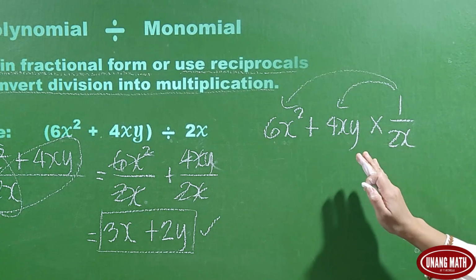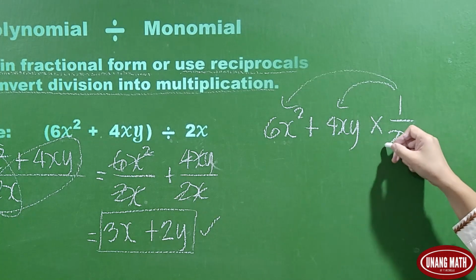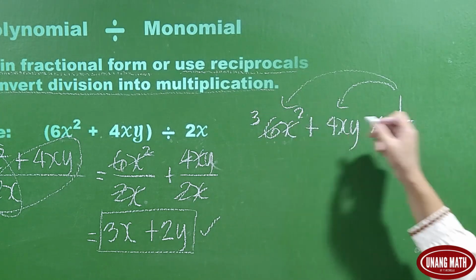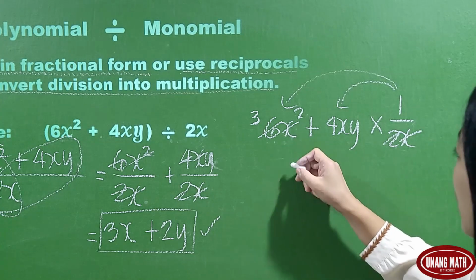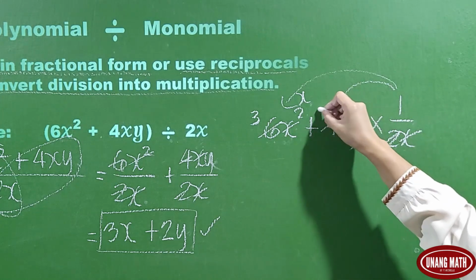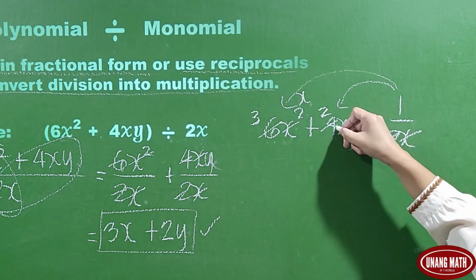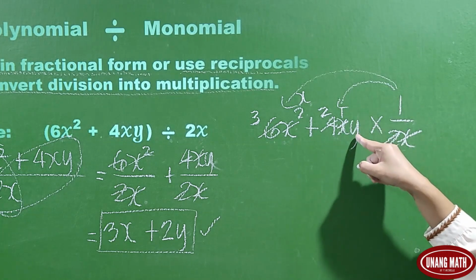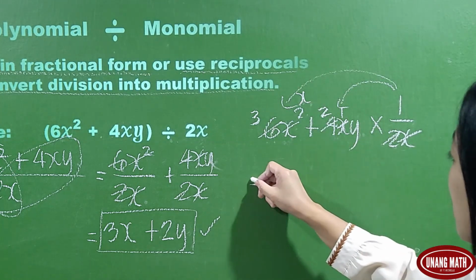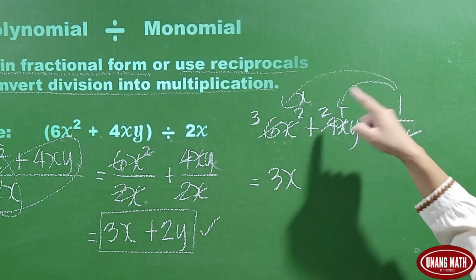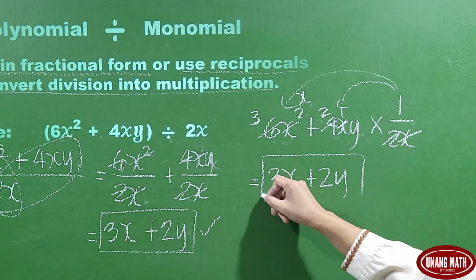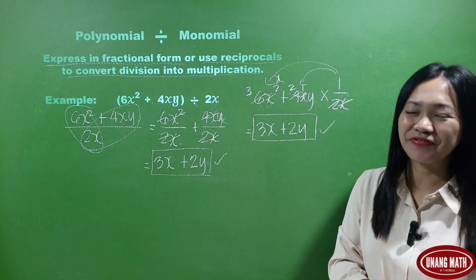But before we do that, let's first simplify. 2 and 6 can be simplified, so this becomes 3. x squared and x can be simplified, so this becomes x. What about 4 and 2? We can also simplify. So this becomes 2, and x here can be simplified, so this becomes 1, and then the variable y. So now we can multiply 1 times 3 times x, which is equal to 3x. And then 1 times 2 times y is 2y, so plus 2y. So this is the simplified answer.